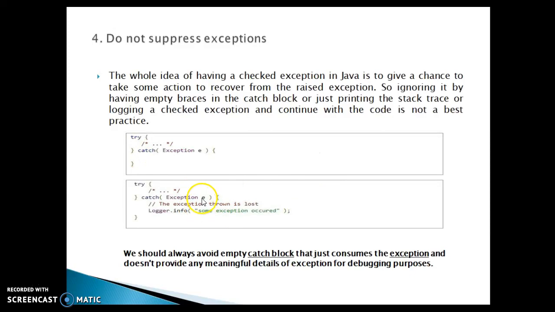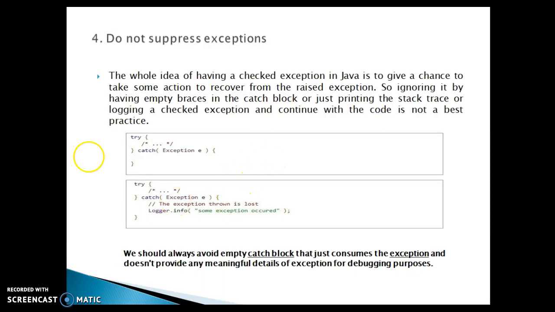If you are working in the development phase, then you can print the stack trace, or you can print the entire exception into the log file, so that at a later point of time the production support people can go and check in the log file what went wrong, right? Simply printing that some exception occurred is not meaningful, right? So, we should always avoid an empty catch block that just consumes the exception and does not provide any meaningful details of the exception for debugging purposes, right? So, this is also a best practice.